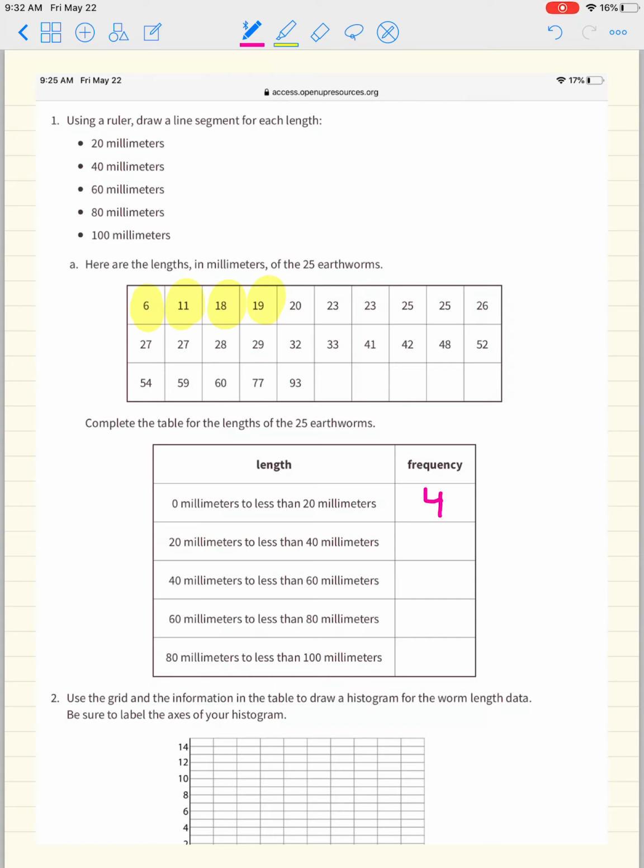Okay, a 4 there. Now the next one says 20 millimeters to less than 40 millimeters. So let's go ahead, I'm going to highlight these in orange. We have 20, 23, 23, 25, 25, 26, 27, 27, 28, 29, 32, 33, and that's it. It really helped for this problem that these are actually in order. That's really a visual help for us. Let's go ahead and count them. 1, 2, 3, 4, 5, 6, 7, 8, 9, 10, 11, 12. We're going to put a 12 under frequency.